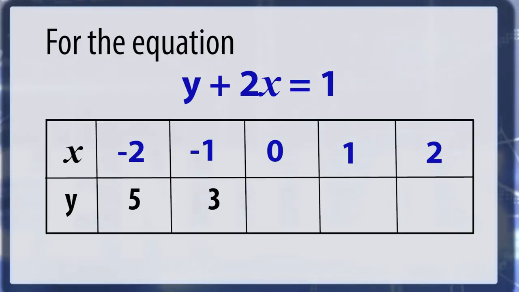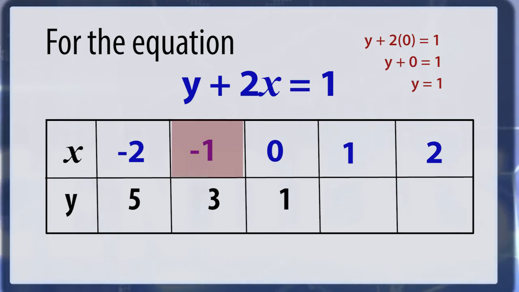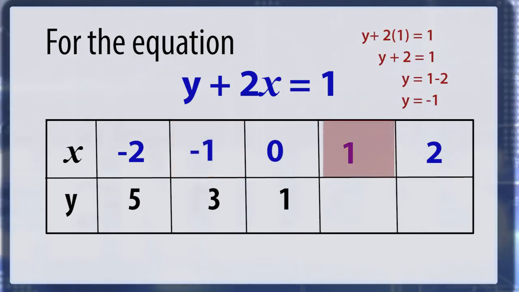Next, when x is equal to 0, we have y plus 2 times 0, and that should be equal to 1. And that will give us y is equal to 1. When x is equal to 1, we have y plus 2 times 1, and that should be equal to 1. And we have y plus 2 is equal to 1. When we solve that, we have y is equal to 1 minus 2, which is equal to negative 1.